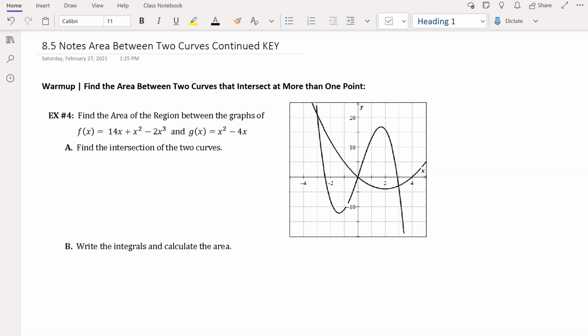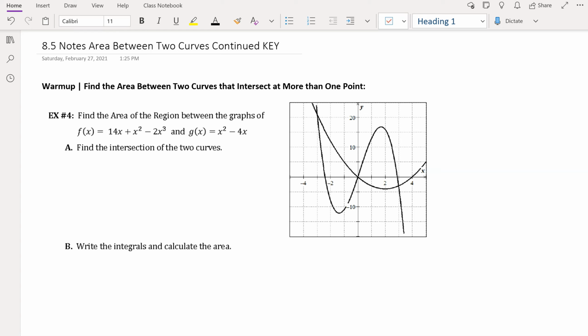All right, y'all, today we are going to expand on our knowledge of finding the area between two curves. We're going to do a warm-up that is related to what we learned last class, and then we're going to expand to something a little unique. All right, so warm-up: find the area between two curves that intersect at more than one point.